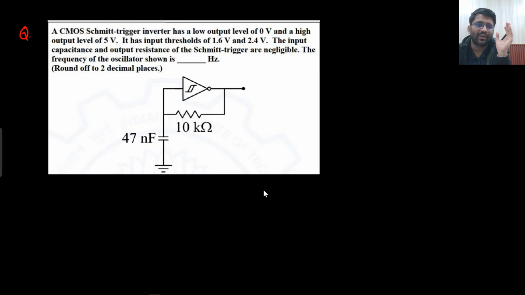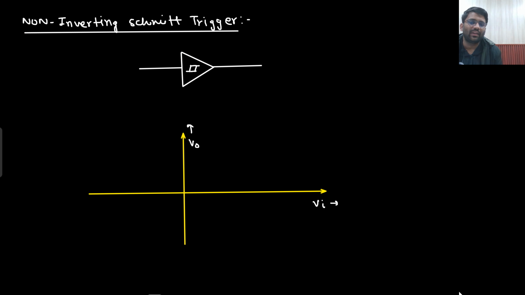There are two kinds of Schmitt trigger, inverting Schmitt trigger and non-inverting Schmitt trigger. So let's discuss that. What do you mean by inverting Schmitt trigger? What do you mean by non-inverting Schmitt trigger? We are going to discuss the non-inverting Schmitt trigger. The symbol is like this. This is the symbol of a non-inverting Schmitt trigger.